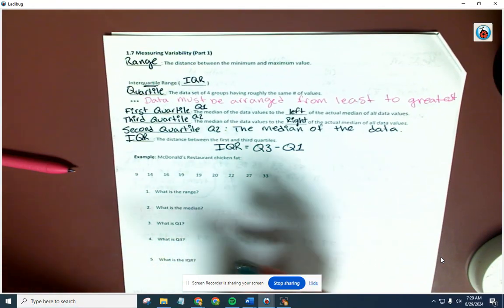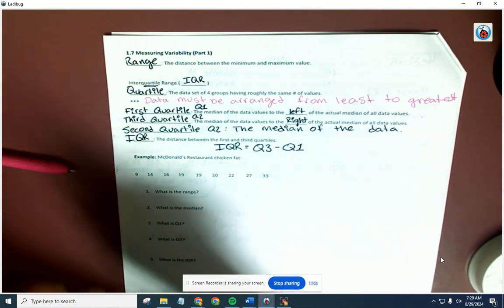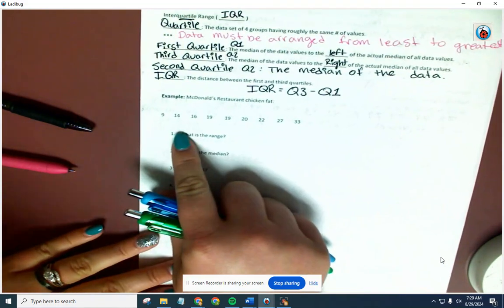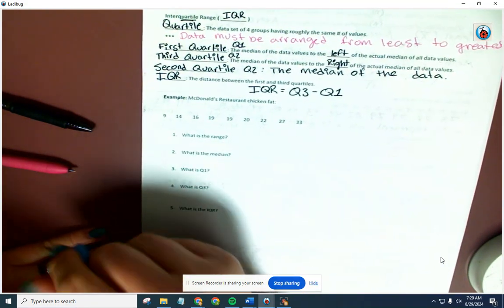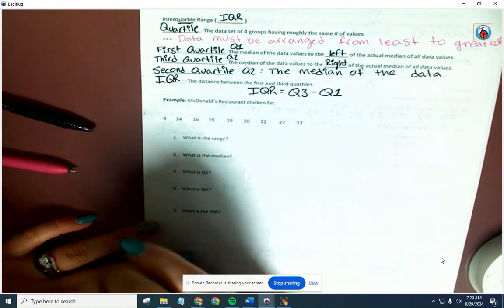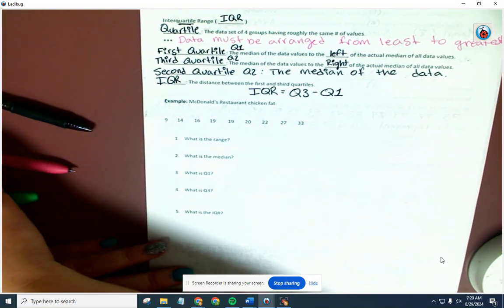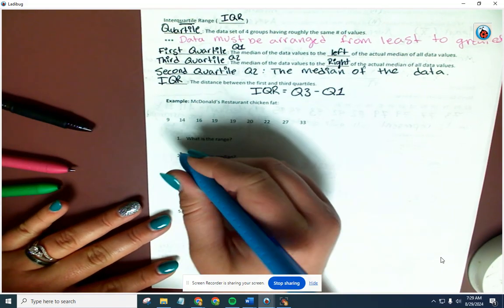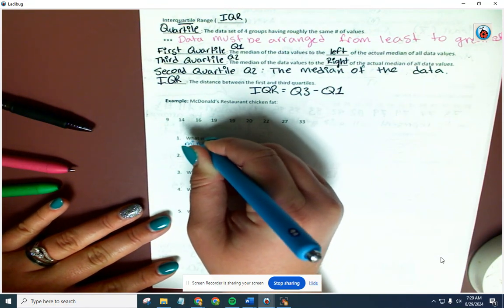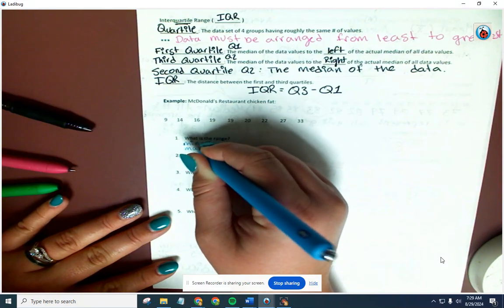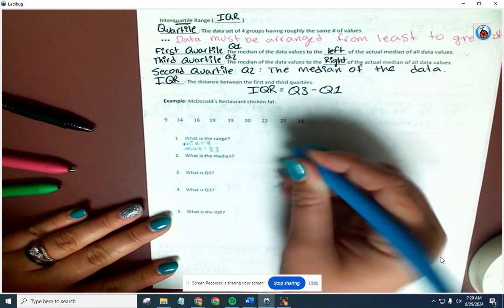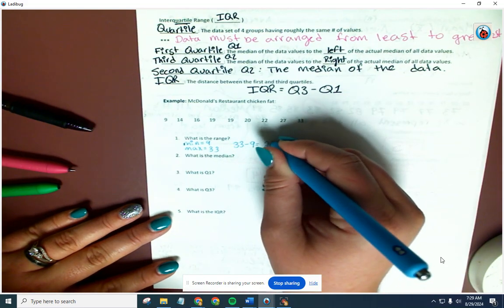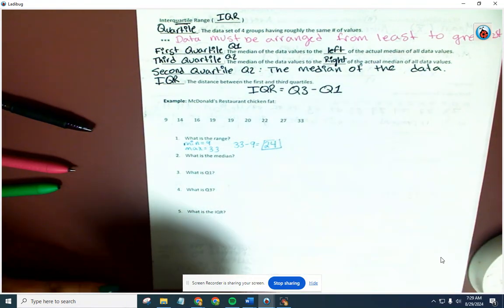Okay, so we're going to look at an example about McDonald's. This is McDonald's chicken fat in some of their chicken sandwiches and chicken products. So you can see these numbers here. The first thing that we're going to note is that they are all in order, which is perfect. That's the first thing we need to check. So then the first question that we have is, what is the range? So for the range, I'm going to find the minimum, which is 9, and the maximum, which is 33. And what we are going to do is 33 minus 9, which equals 24. So that is my range.